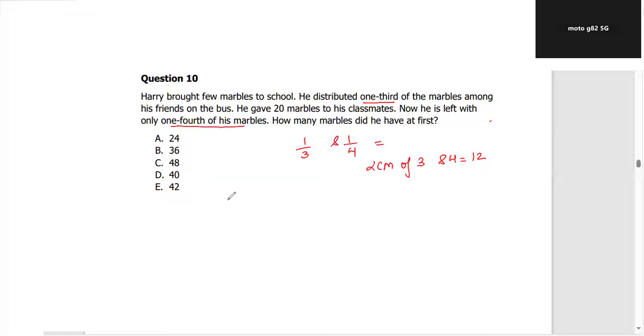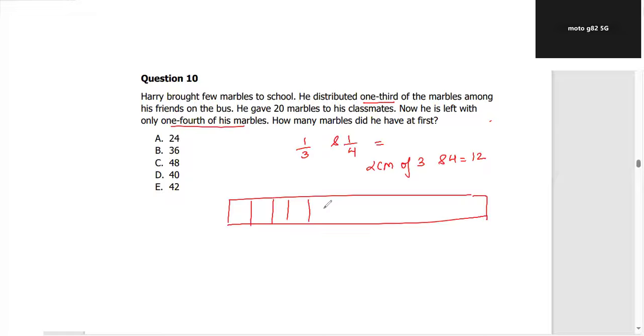So assuming he had, okay, let's just draw. Basically one whole is divided into 12 parts, like these many marbles he had, 1, 2, 3, 4, 5, 6, 7, 8, 9, 10, 11. So the total number of marbles are divided into 12 parts. Now he distributed 1/3 to his friends. So 1/3 of 12 is 4. So he distributed 4 parts to his friends. He gave 20 marbles to his classmates. So we don't know what 20 stands for. And now he is left with 1/4 of his marbles. So again, 1/4 of 12 is 3. So he is left with 3 parts.